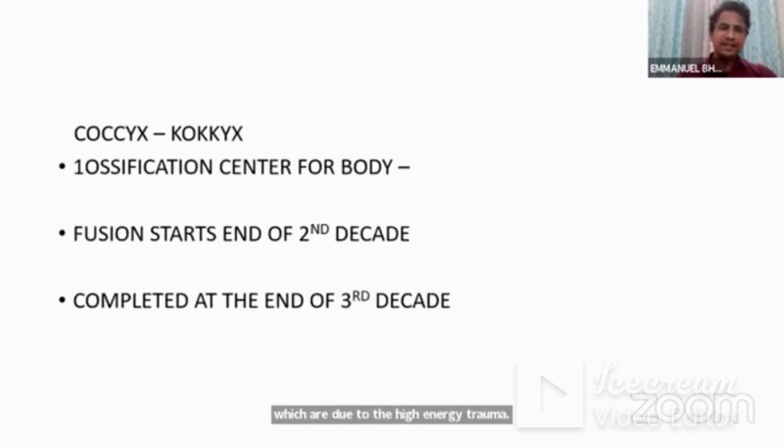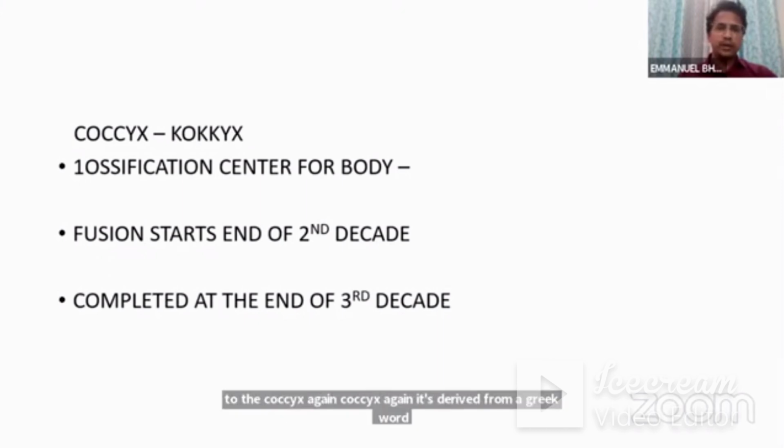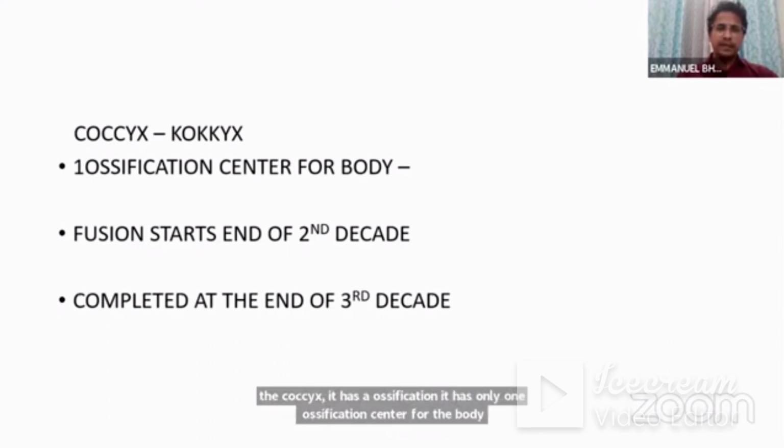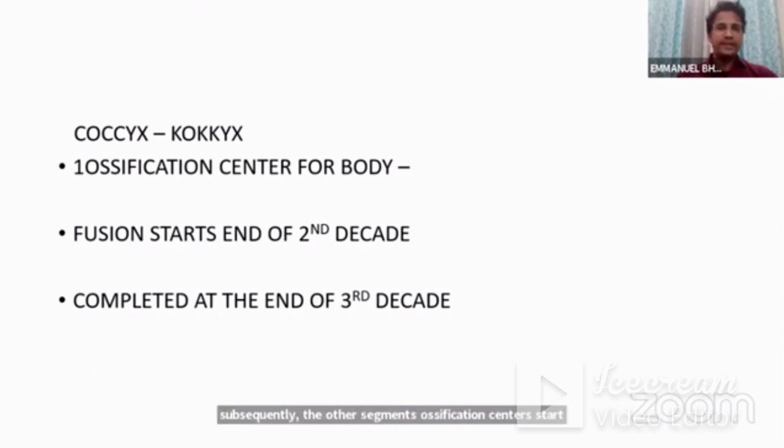Coming to the coccyx, it's derived from a Greek word, kokkyx, which means cuckoo, because the shape of the coccyx is like the beak of a cuckoo. The coccyx has only one ossification center for the body, which appears by the first year, and subsequently the other segments' ossification centers start appearing, and the fusion starts by the end of the second decade and is completed later.